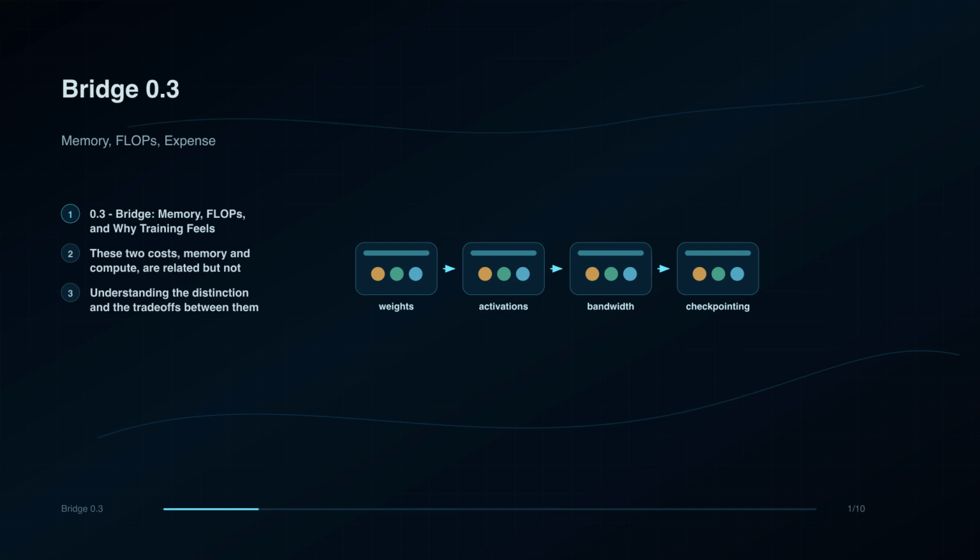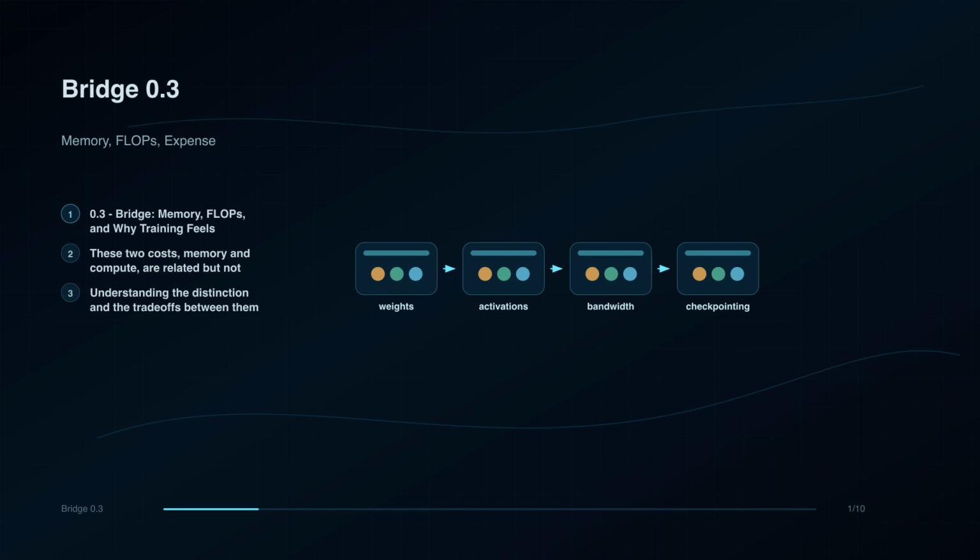Understanding the distinction and the trade-offs between them is essential for grasping why training large models is difficult and how researchers optimize the process. We'll explain why these costs arise and how they interact.